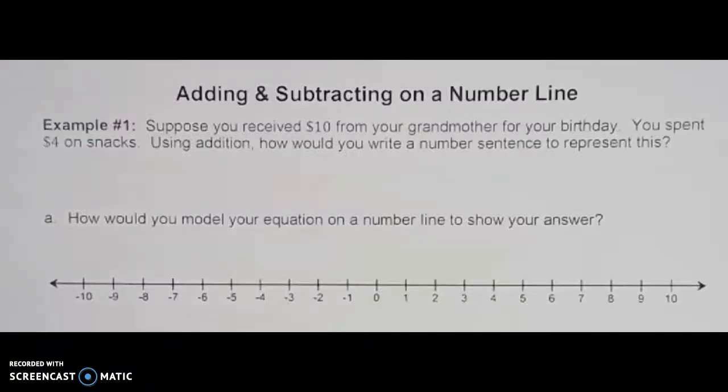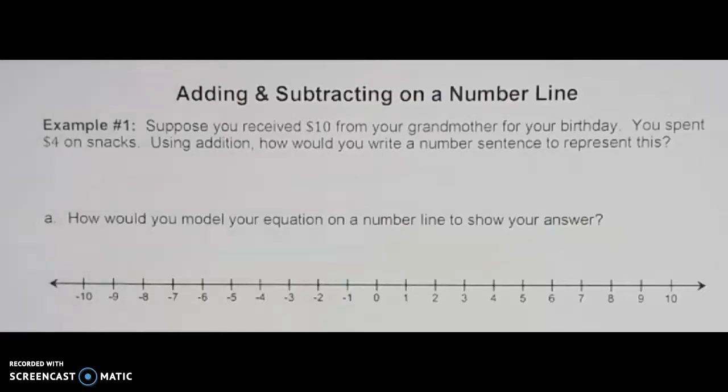In previous lessons, we've looked at how to add and subtract numbers using symbols and diagrams, and we've learned the rules for adding and subtracting integers. And today we're going to learn another method, which is how to show addition and subtraction on a number line.